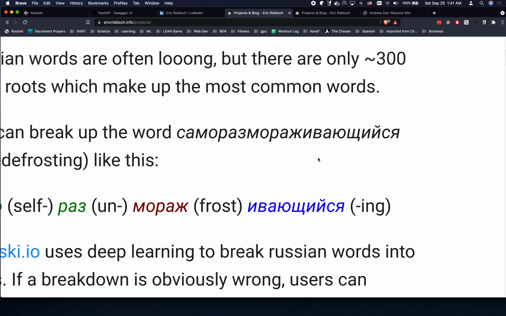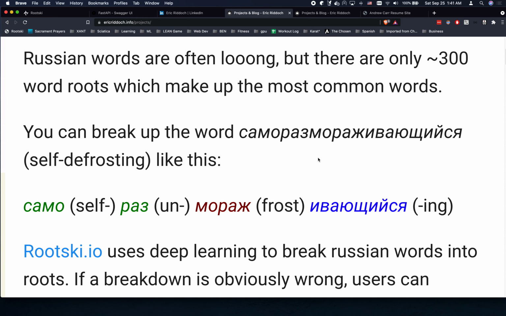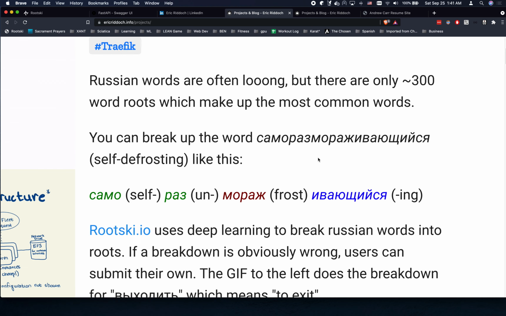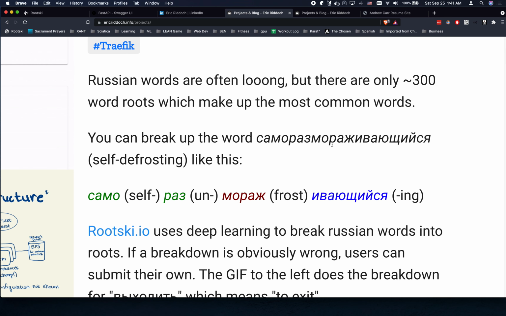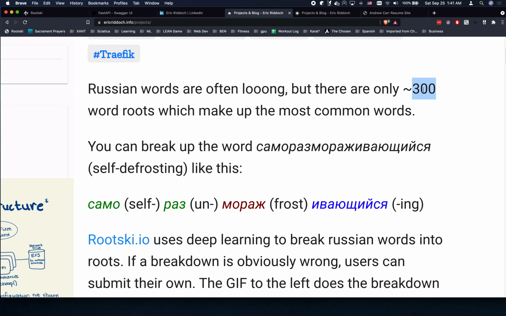So here's the spiel of Russian. If you've read the onboarding materials or been in the Slack channel, you've probably heard this already, but I'll just say it again. There are tons and tons of Russian words, way more than English. There are only about 300 Russian roots that show up in the majority of words. I mean, there are way more roots than that.